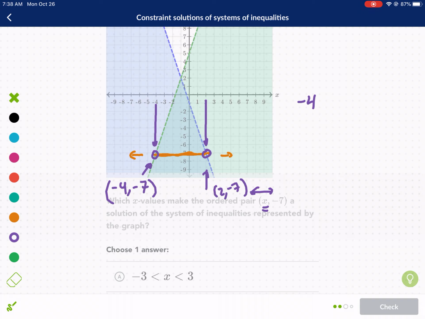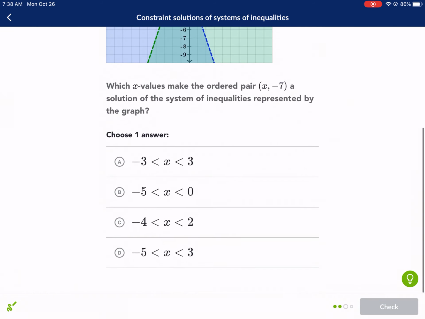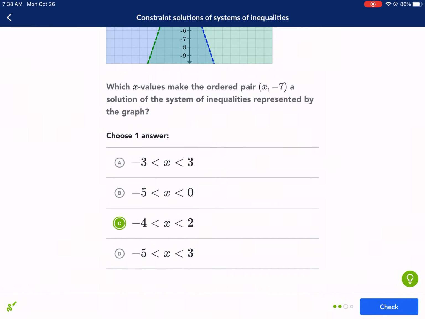Okay, so -4. It can't include it because it's dotted, so we're less than. Okay. -7, it can't be bigger. That's not a solution. Oh, sorry, that's 2. Past 2 to the right is not a solution. Past -4 to the left is not a solution. So it's going to be somewhere in there, but it's not including those extremes, the endpoints, the upper and lower limit, because it's a dotted line. So we're looking for -4 is less than x is less than 2. Bingo, letter C.